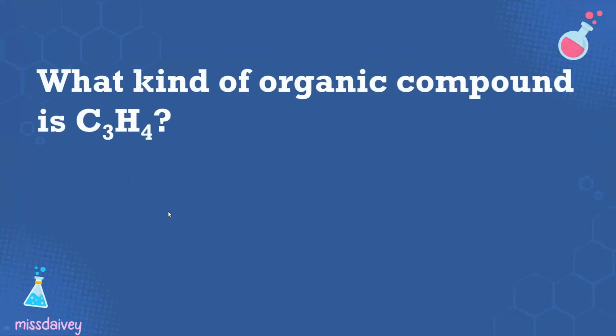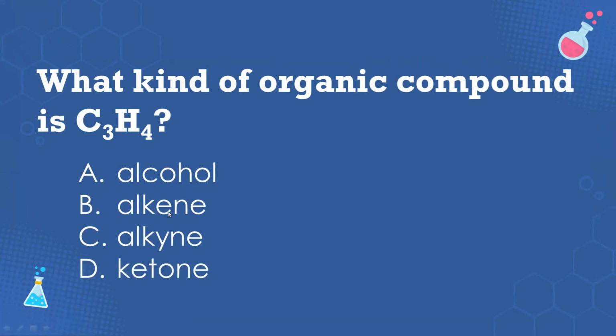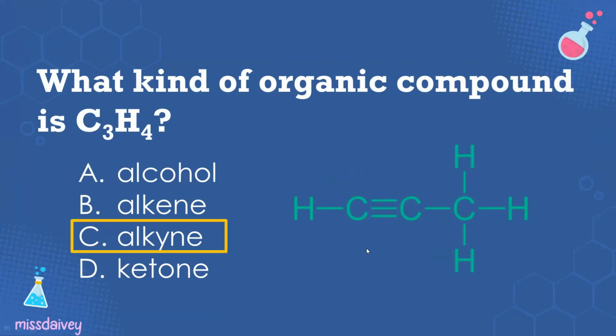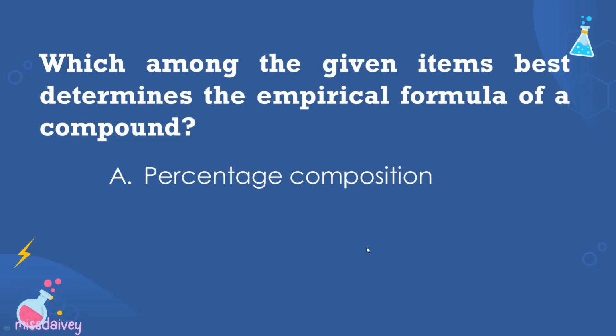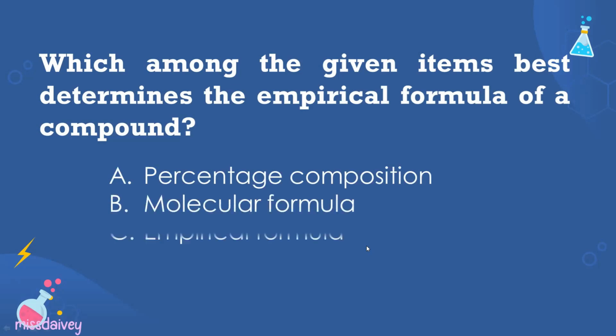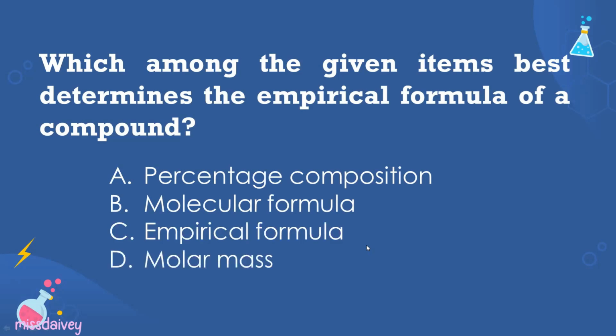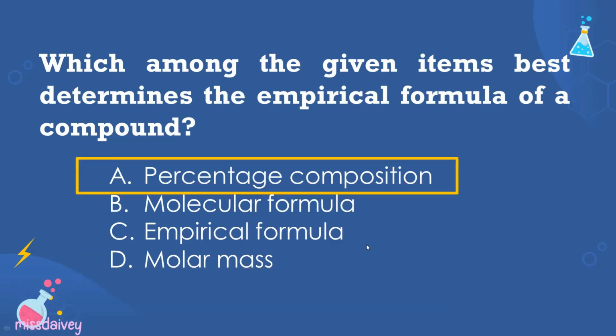What kind of organic compound is C3H4? A, alcohol, B, alkene, C, alkyne, or D, ketone? The correct answer is letter C, alkyne. Which among the given items best determines the empirical formula of a compound? Is it A, percentage composition, B, molecular formula, C, empirical formula, or D, molar mass? The correct answer is A, percentage composition.